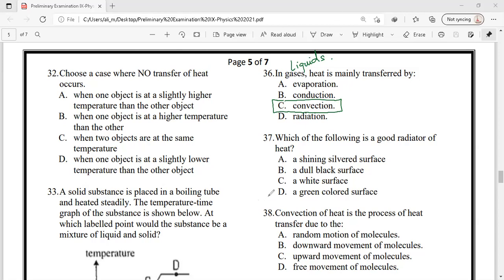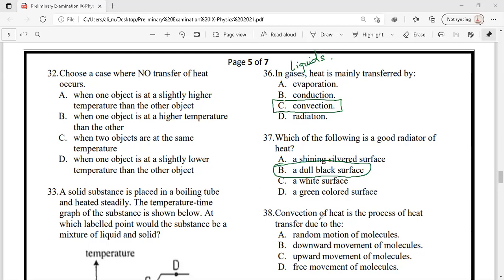Question number 37. Which of the following is a good radiator of heat? We know that dark surfaces, dull black surfaces, are the ones that are good radiators, as well as good absorbers of thermal radiations. So the correct answer for question number 37 is dull black surface. Option B is the correct answer.